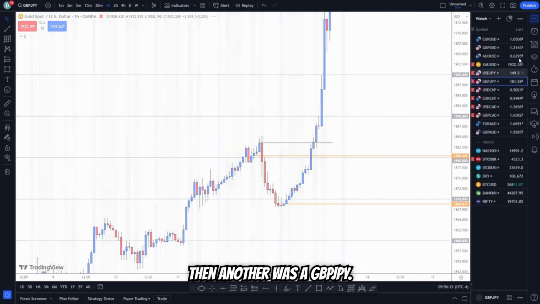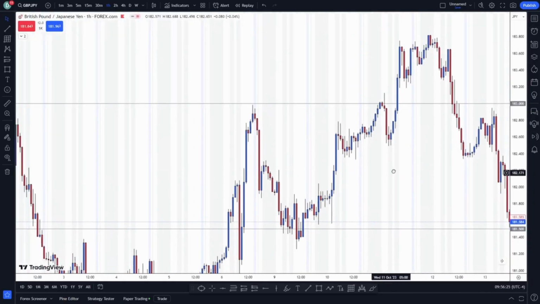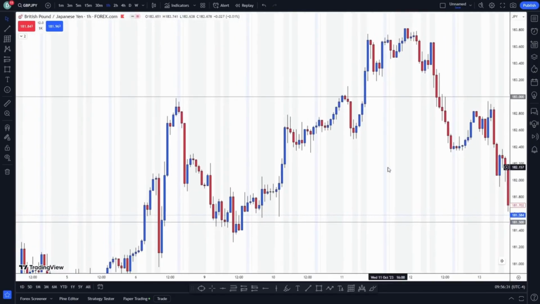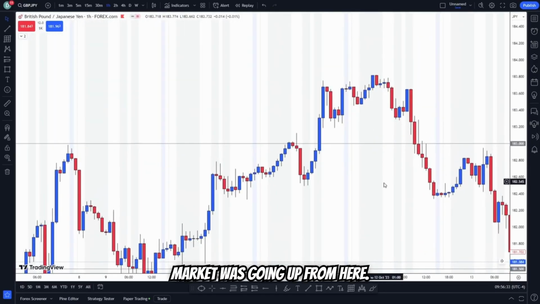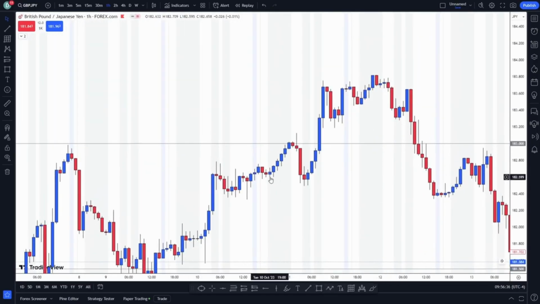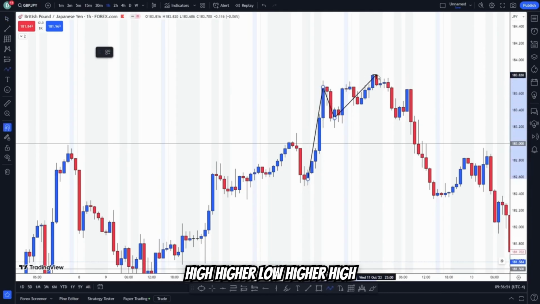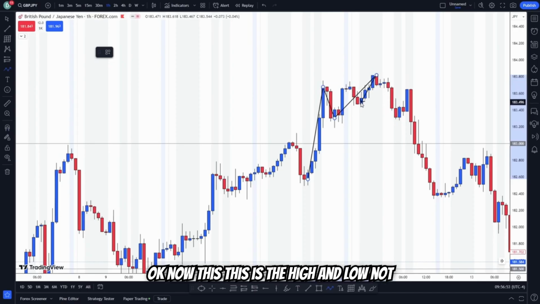All right, and then another one was GBP JPY. Now look at over here closely. Market was going up from here. Let's mark from here, going up. Don't count the bodies, count the wicks. Higher high, higher low, higher high. Now this is the higher low, not this one. This is the higher low.